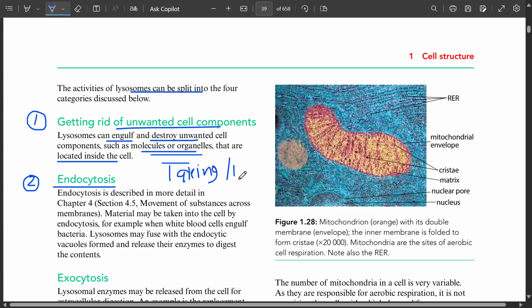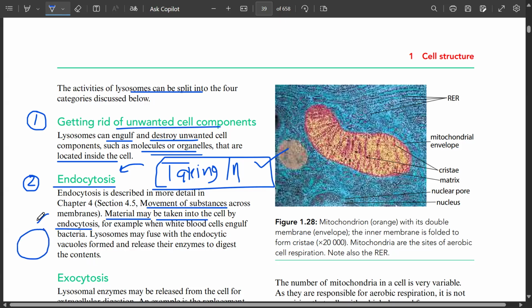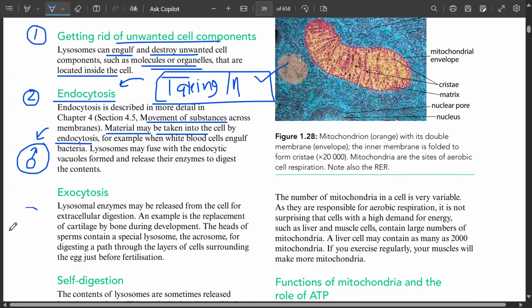Like developing. Exactly. Taking it, enveloping, a better word. Yeah, enveloping is a good word. Enveloping it. That is known as endocytosis. Movement of substances across membranes: material may be taken into the cell by endocytosis. Taking material in. If a cell wants to take a material in, the lysosomes are going to move towards the cell membrane. And once the lysosome reaches the cell membrane, they are going to take in that substance and then return back to its position. Got it?